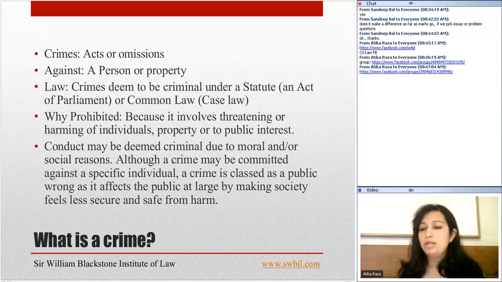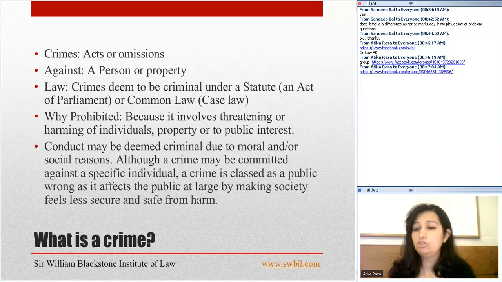If I ask you a question right now, what examples can you give me as to what constitutes a crime? Does anybody have any examples? You can write in the chat box. What would constitute a crime? No? Okay.